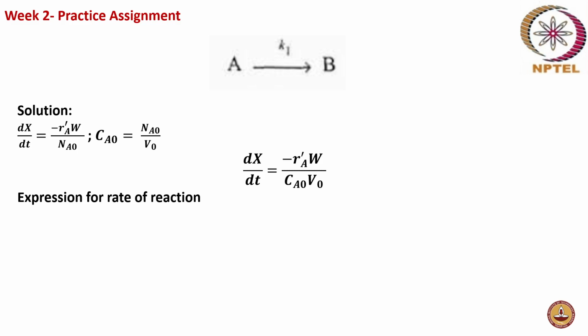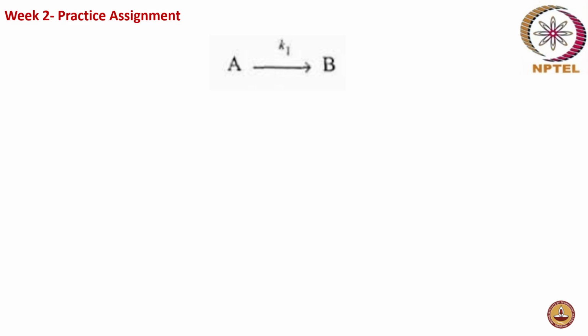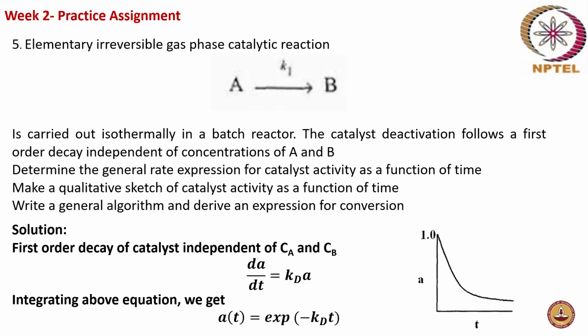How do you assume it is first order? If at all you're saying first order, there is something given in the question from which you can decipher what the rate expression will be. I mean, it was given that it's independent of concentrations A and B. It will be zero order then. Is it for the reaction they have given, or is it for the activity of the catalyst? Just look into the question again. The catalyst deactivation follows a first order decay independent of concentration of A and B. It is not for the reaction.